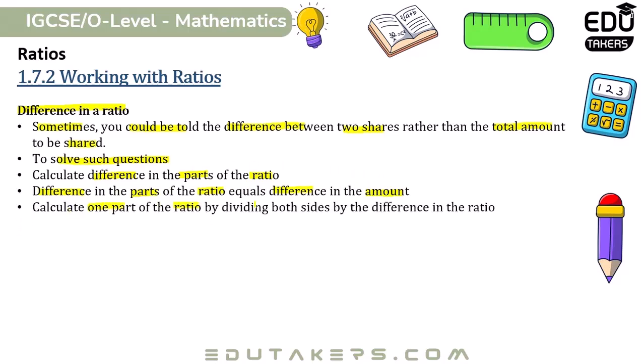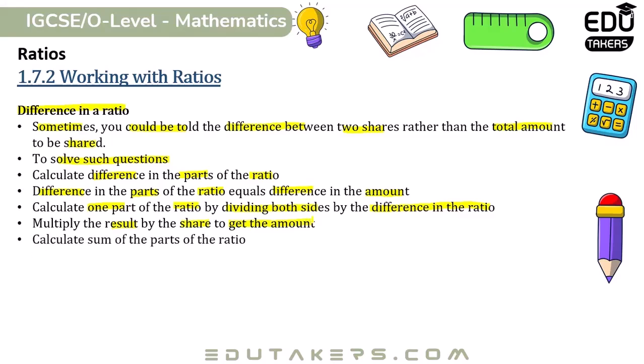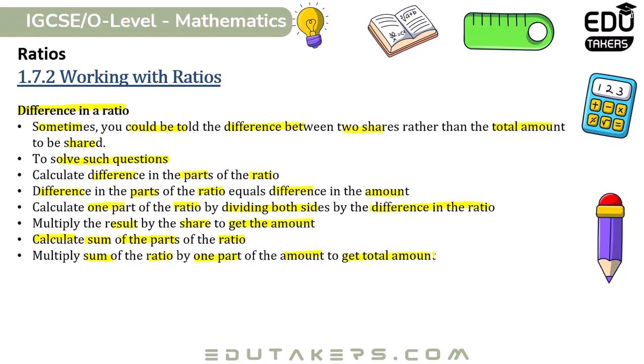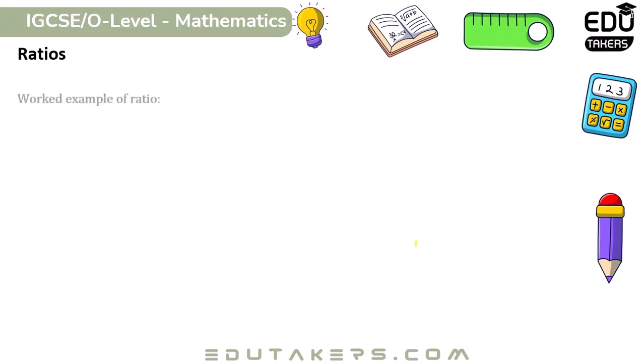Calculate one part of the ratio by dividing the difference in the amount by the difference in the ratio, and multiply the result by the share to get the amount. And then calculate the sum of the parts of the ratio. Then multiply the sum of the ratio by one part of the amount to get the total amount. Here is a worked example.